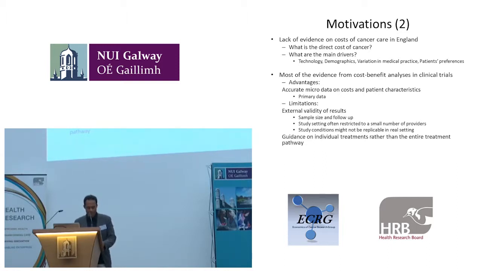Most of the evidence in England comes from cost-benefit analysis in clinical trials, which have a number of advantages. For example, the availability of accurate micro-costs on patient characteristics and treatment characteristics through the collection of primary data, but they also come with a number of limitations. For example, the external validity of the results.